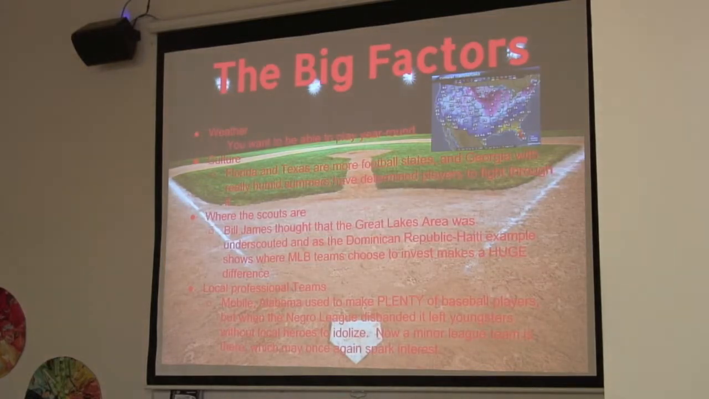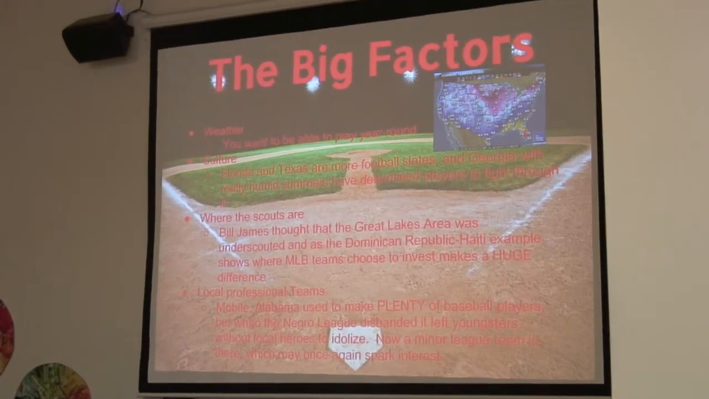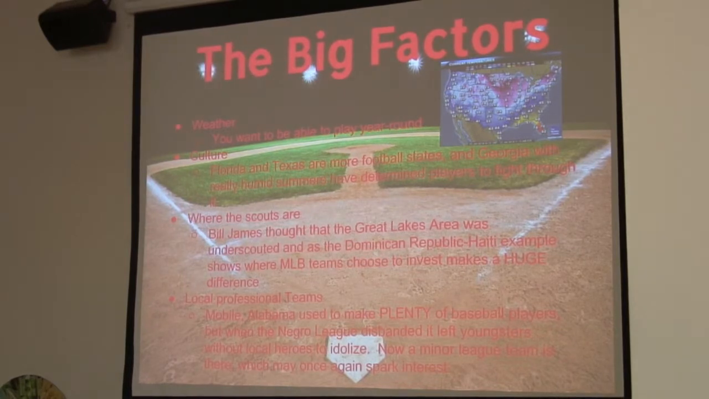So the big factors you want to include are weather, culture, where the scouts are, and if there is a local professional sports team. You want it to be hot year-round. So Florida, which doesn't like winter, while everyone else is in winter, they would create baseball players if you look on the list. It's also culture though, because Florida and Texas tend to be football states, whereas Georgia is a baseball state. So you'll see a lot of Georgian baseball players.